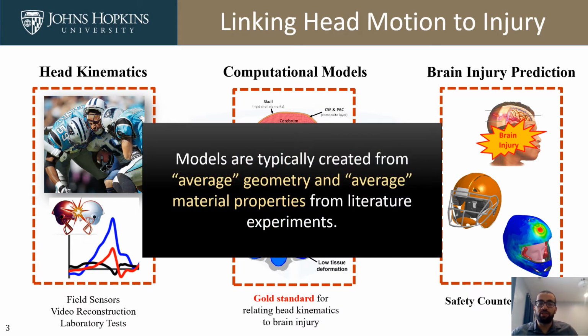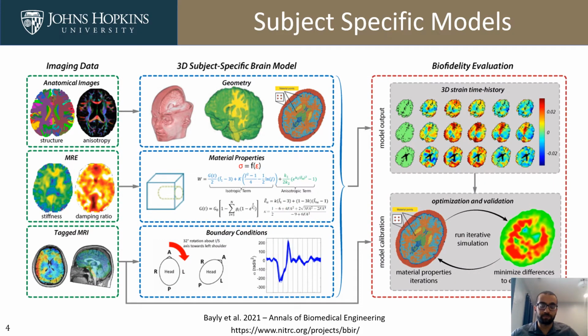One of the deficiencies of these models, however, is that they're typically created from average geometries and average material properties from the literature, which can make it hard to make subject-specific or individualized predictions of risk. One of the projects we've been working on here at Hopkins, along with our collaborators, is acquiring data that can make a truly subject-specific model.